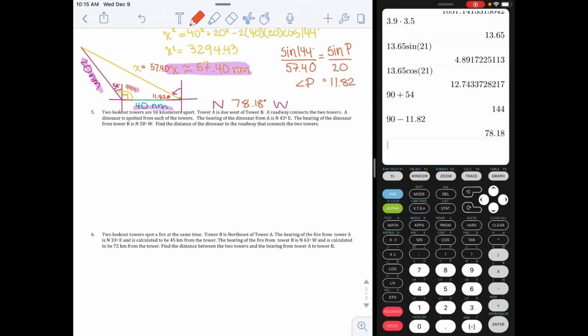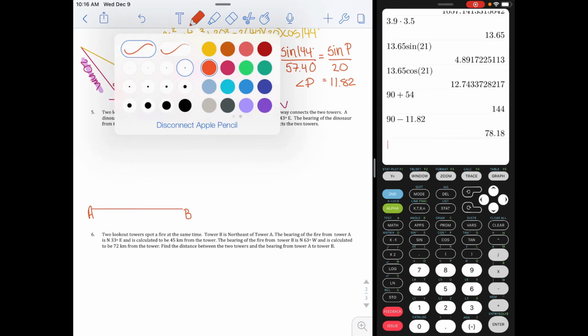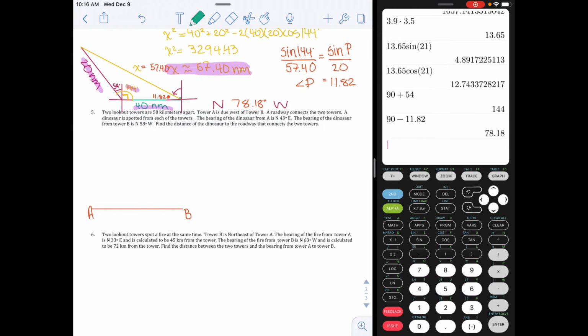Okay, so let's draw this out. Tower A. Tower A is due west of Tower B. So A has to be on the west of B. So on the left side. Great. A roadway connects the 2 towers. Let's draw that in. A roadway. Bada bing, bada boom. Looks great. Now I spot a dinosaur from each of the towers. Use those fantastic Picasso skills.